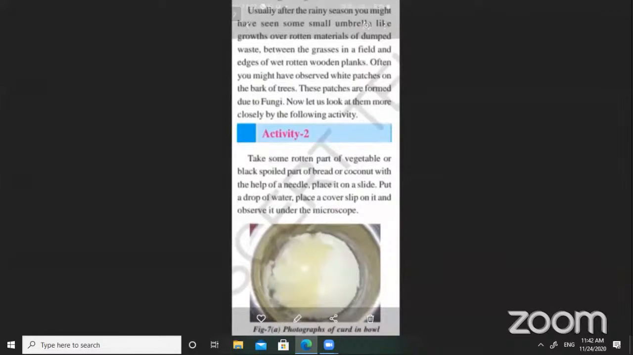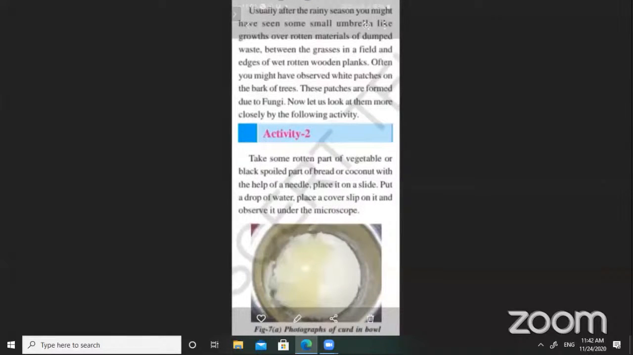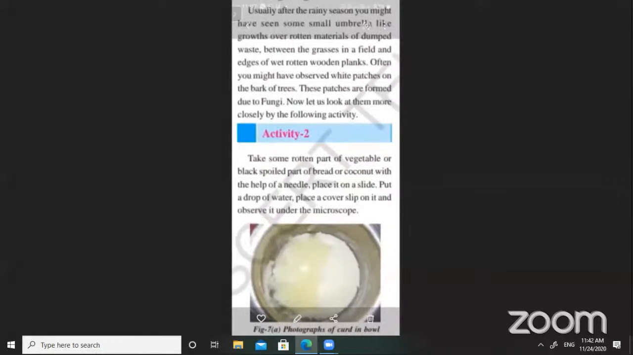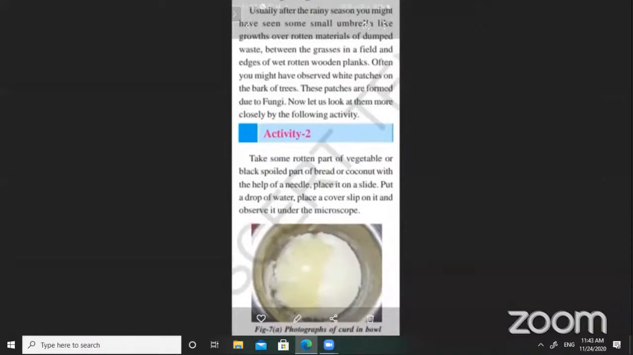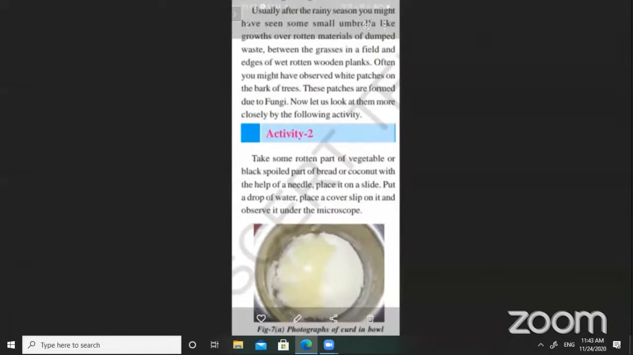Take some rotten part of a vegetable, or a black spoiled part of bread or coconut, with the help of a needle. Don't touch it with your hand, because thousands of microorganisms may be present on your hand too. While observing under the microscope, we may get confused and not get a proper image. That's why you need to use a needle to collect it. Okay, next.